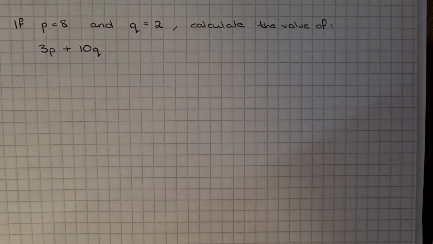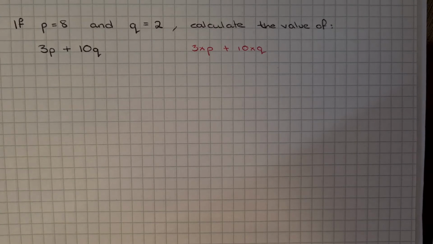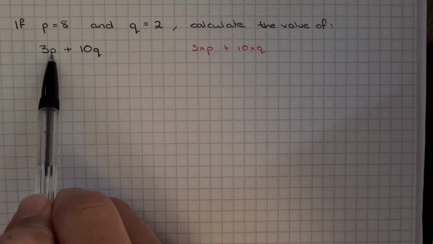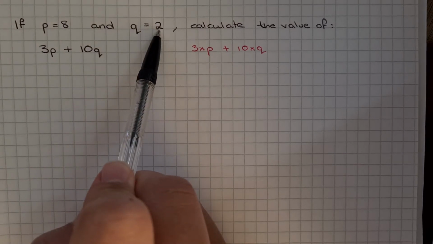Now for some of them, when you're calculating the answer, you need to remember to do BODMAS. So let's do this example. If p equals 8 and q equals 2, calculate the value of 3p plus 10q. We know that this means 3 times p plus 10 times q. So on the next line, we're going to substitute in the relevant values. So instead of p, we're going to put 8, and instead of q, we're going to replace it with 2.